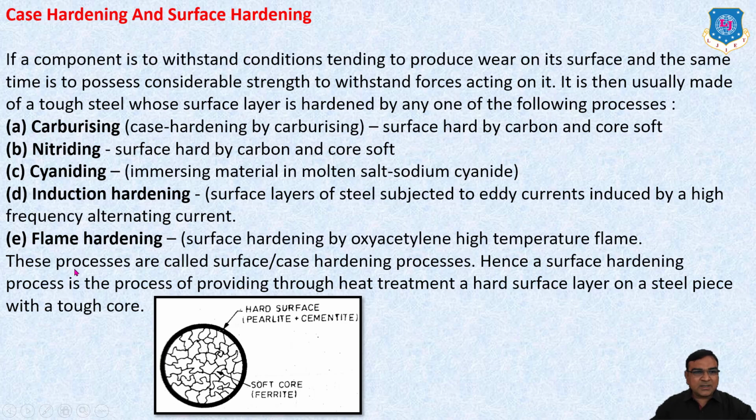So these are the surface hardening processes. First is carburizing, case hardening by carburizing. This is a surface hard by carbon and core will be soft. Nitriding, surface hard by nitrogen and core soft. Cyaniding, immersing material in molten salt, that is sodium cyanide.